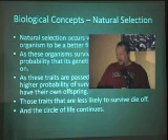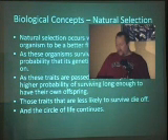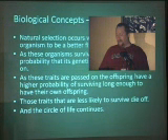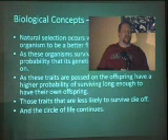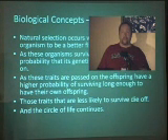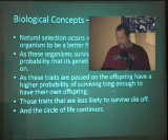These traits are passed to offspring, who have a higher probability of surviving. Traits that are less likely to survive, meaning that if I'm going to die before I have children, most likely won't be passed on. And then it continues.